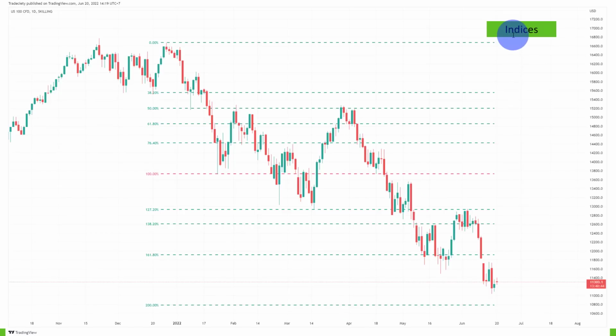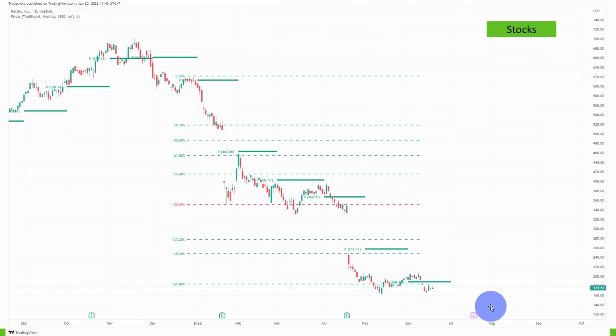Or indices, this is the most recent chart of the US 100. You can see A to B to C. We made it to 127, had a bounce, and then eventually 138, 161, and again on the way to 200. And also you can use it on individual stocks.